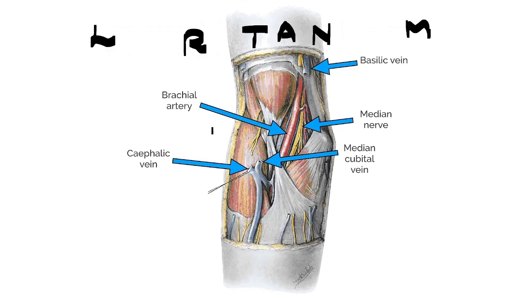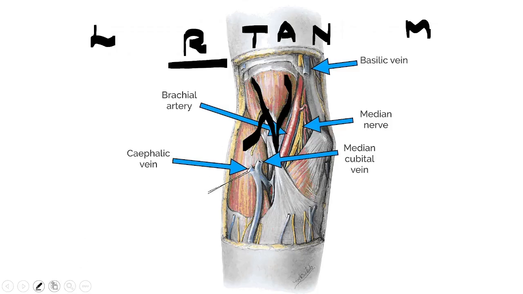Now, if you look closely, the most lateral structure that you would see in the cubital fossa is the radial nerve. Then you would see the tendon of the biceps, which is the most important muscle that you would see in the anterior compartment of the arm.